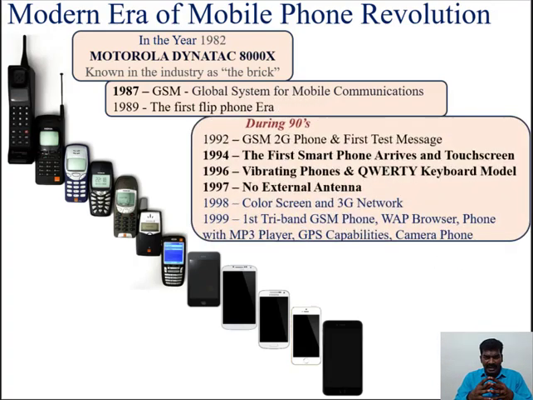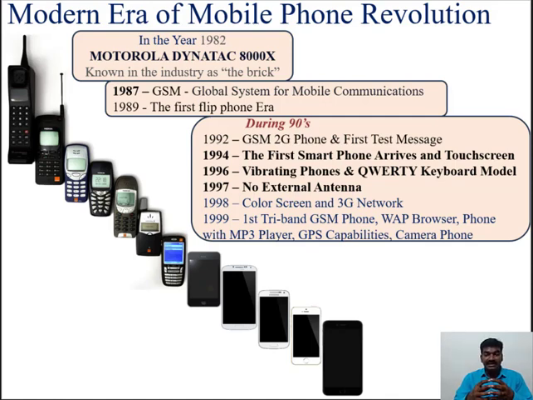During the 90s especially, there were a lot of modifications, additions; they kept updating the inventions, whatever was invented earlier being added up with new technologies, new identifications, right? And this has been added into the existing system. In 1992, the GSM 2G phone and the first text message arrived. In 1994, the first smartphone arrived and touchscreen was introduced.